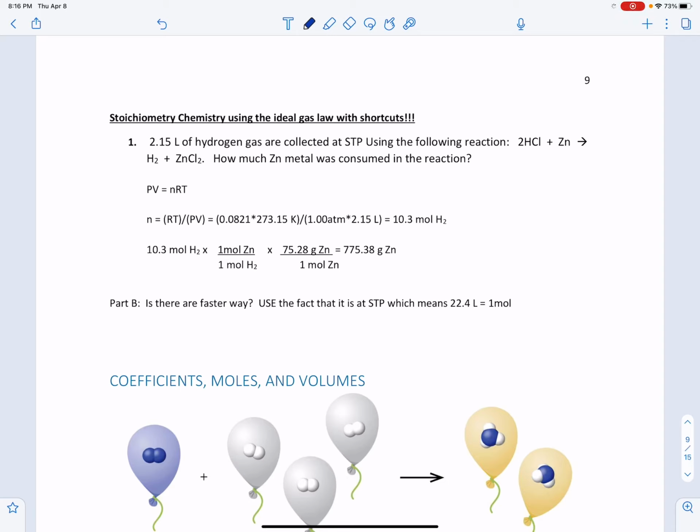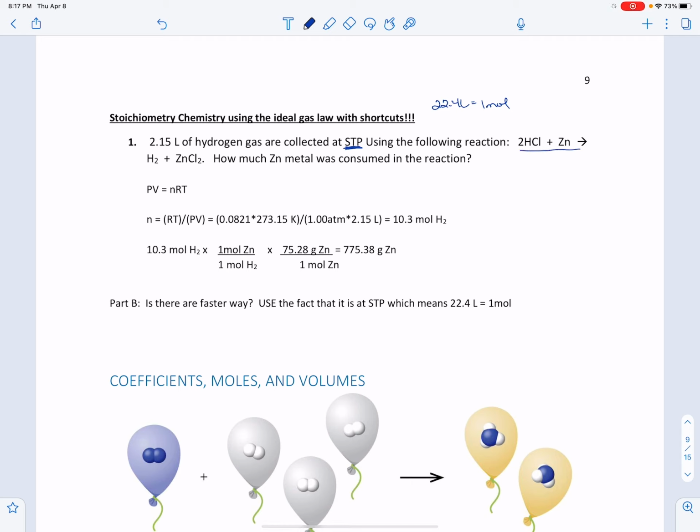We've got a few shortcuts in our arsenal. If we're at STP, we have an additional conversion. We know that 22.4 liters is equal to 1 mole. So here's how we solve it.